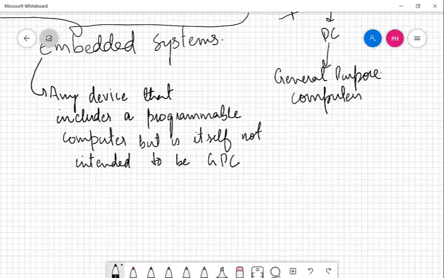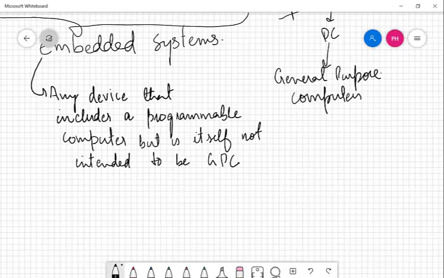There's a computing facility inside a device, embedded inside a device, for example a microwave, an AC, an ATM machine, and hundreds of other examples. So what's the basic difference between a general purpose computer and an embedded system? General purpose computers are developed for general computing without taking into consideration a specific task, but embedded systems are designed in constrained conditions.